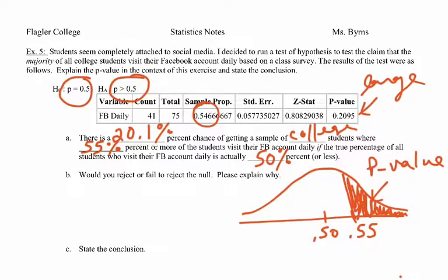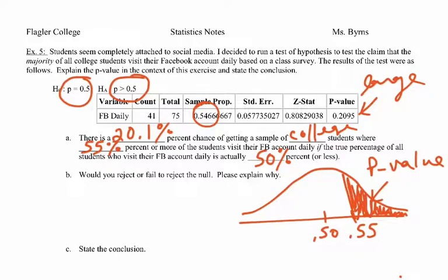So there is a 20.1%, that's the p-value, chance of getting a sample of college students where 55% or more visit their Facebook account daily if the true percentage of students who visit their Facebook account daily is only 50% or possibly less. That is a very large probability, right? That means we are not surprised. That means the 55% is just due to sampling variation. It doesn't mean that the proportion is actually higher than 50%.